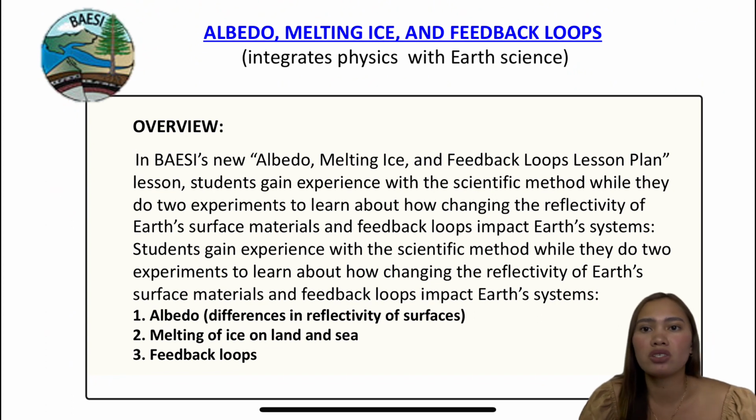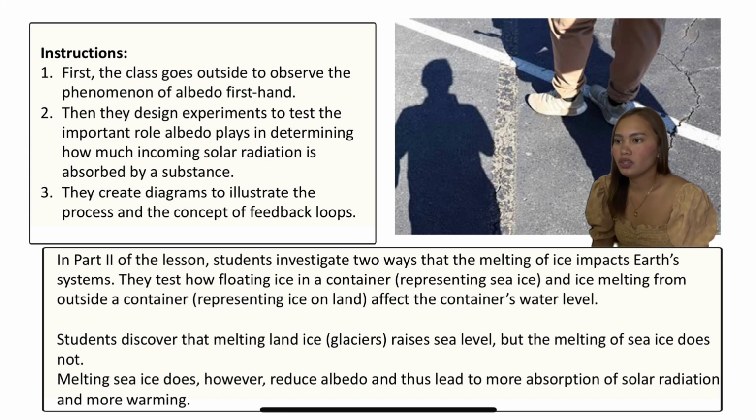First, albedo, differences in reflectivity of surfaces. Second, melting of ice on land and sea. Third is feedback loops. Here are the instructions.